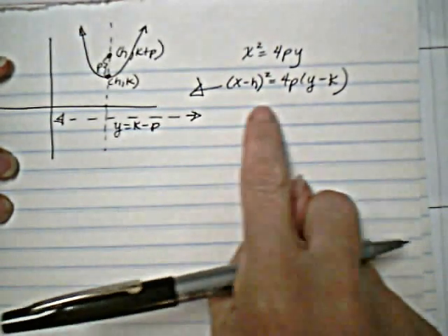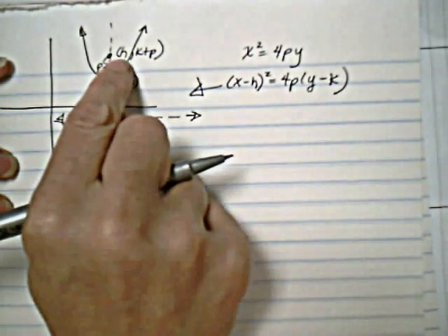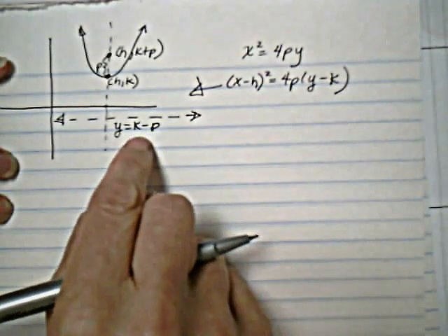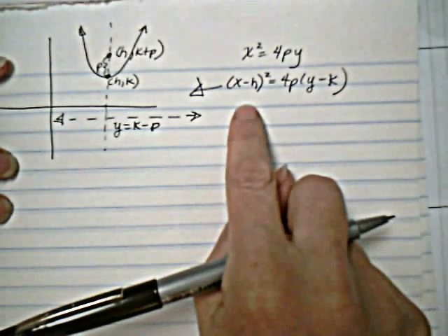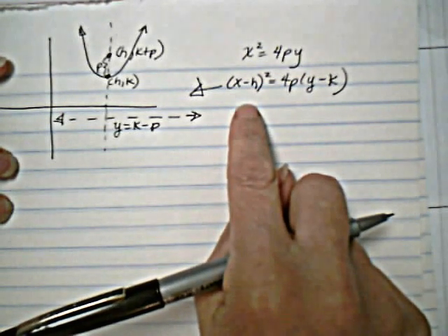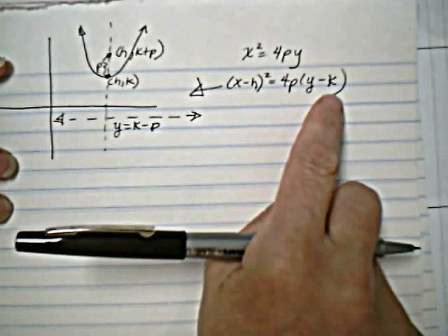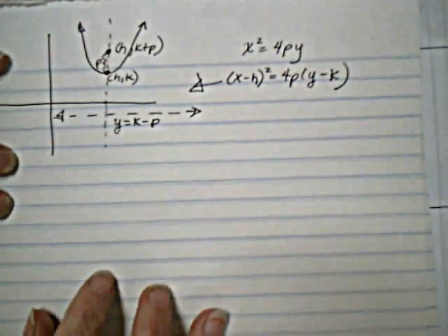Now that we have this format, we can always find the focus to be at the point (h, k plus p), and the directrix is going to be the line y equals k minus p. Notice this general form works even if my vertex was at (0, 0), because if I put in 0 for h and 0 for k, I'm going to end right back up here. Okay? So here we go.